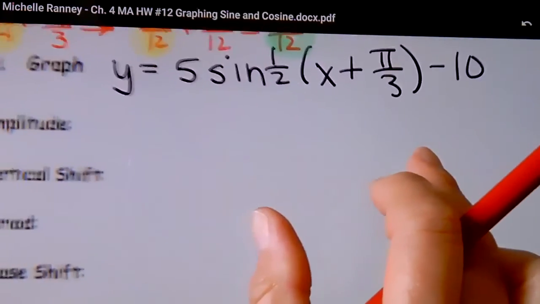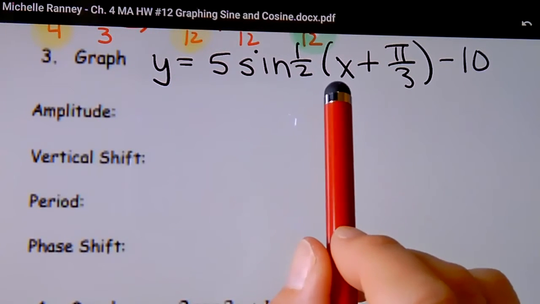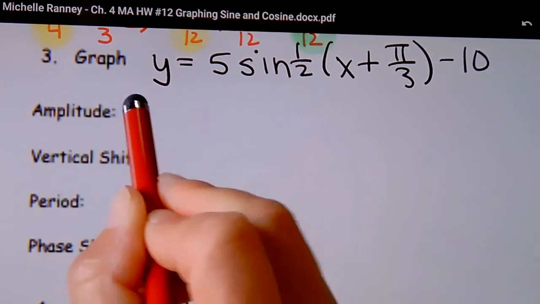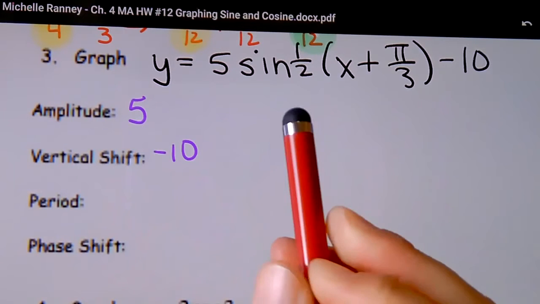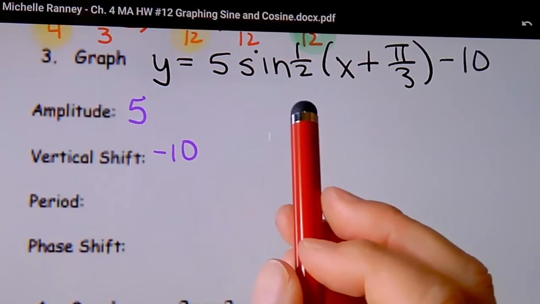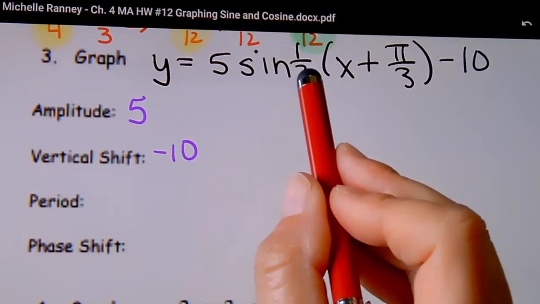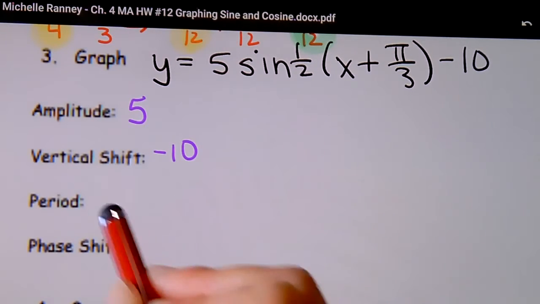So last one, y equals 5 times sine of 1/2 of x plus pi thirds, minus 10. Amplitude is 5. Vertical shift, I'm going to be down at -10. And I'm going to be going 5 above and 5 below. My period, my frequency is 1/2. B is 1/2.